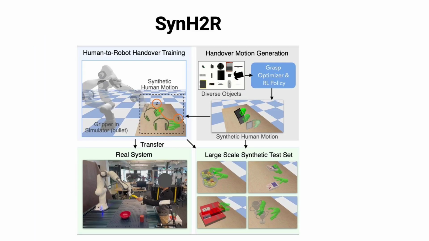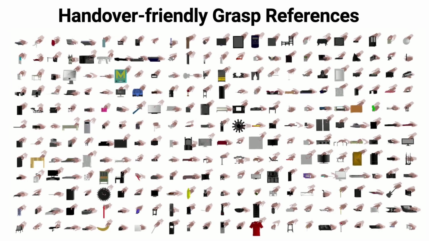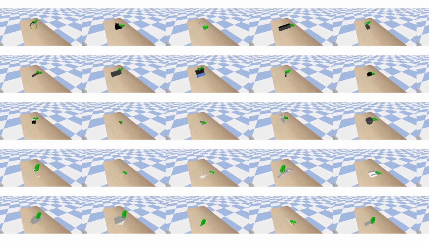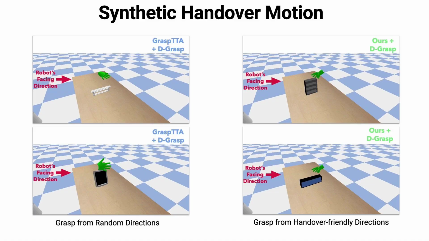Let's look at our framework in more detail. We first generate human handover motions that we can use for training the robot. To achieve this, we generate natural human grasp references for a wide variety of objects that are suitable for handovers. Using these grasp references, we learn a reinforcement learning-based policy to generate realistic handover motions. Compared to using grasp references from previous methods, we are able to synthesize motions that are friendly towards handovers.